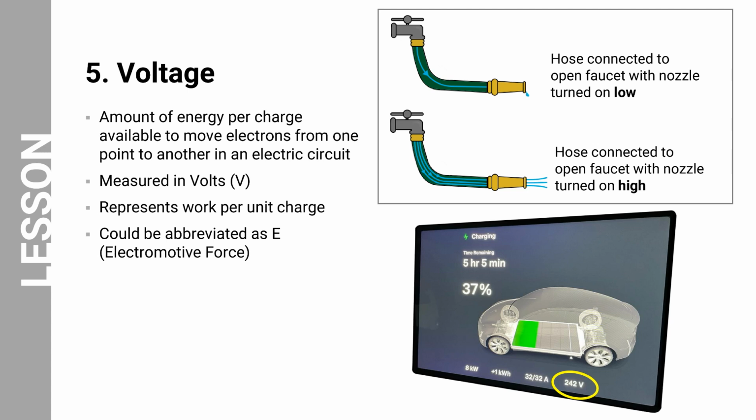Voltage is the driving force that pushes electric charges through a circuit, much like water pressure drives the flow of water through a hose. Voltage is measured in volts using the symbol V. As depicted in the bottom right image, the EV is being charged, and the voltage is 242 volts. Voltage represents work per unit charge, meaning it measures the force that pushes electric charges through a circuit. Voltage could also be abbreviated as E, which stands for electromotive force. Voltage is a critical factor in EVs as it determines the amount of electrical energy available to power the vehicle's components, including the motor and battery.